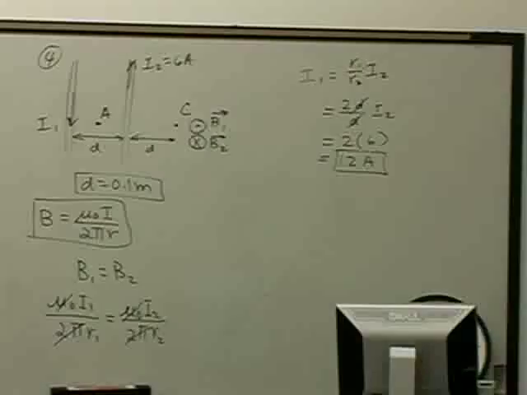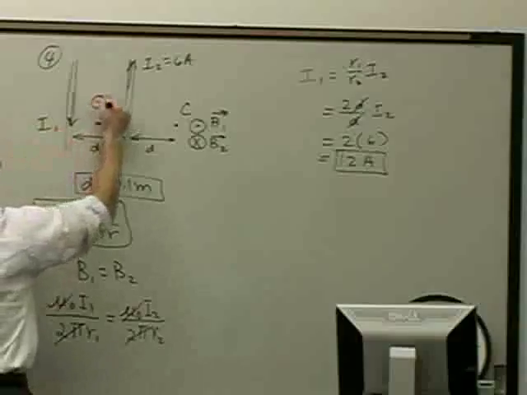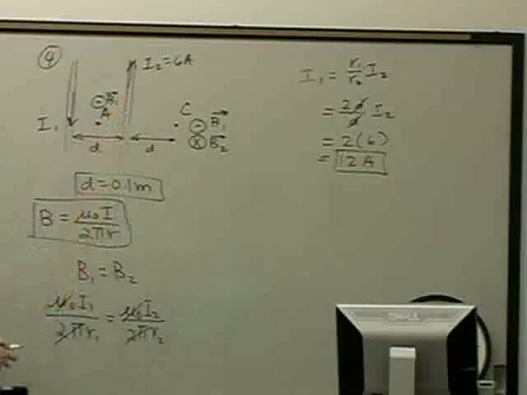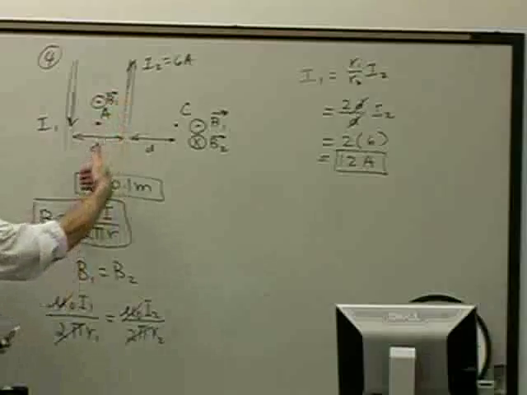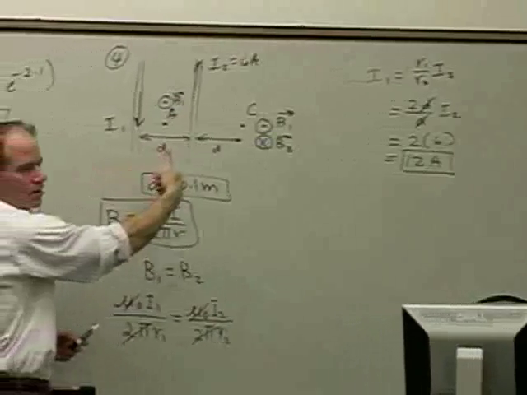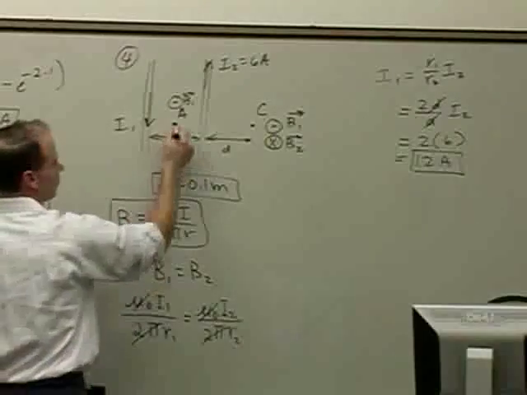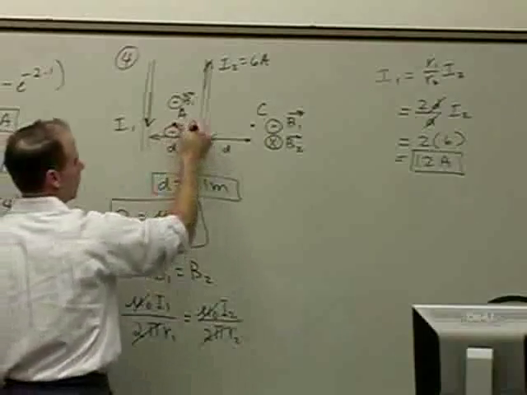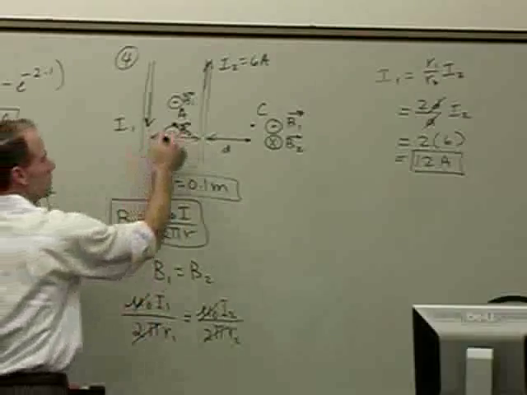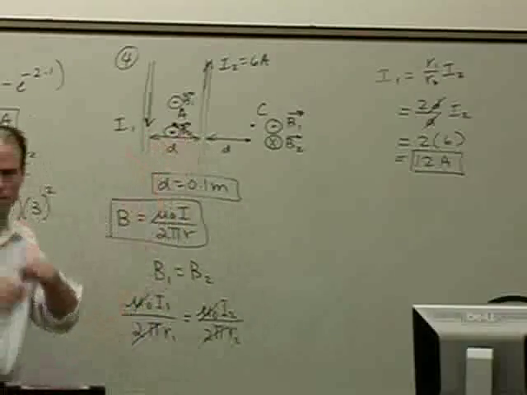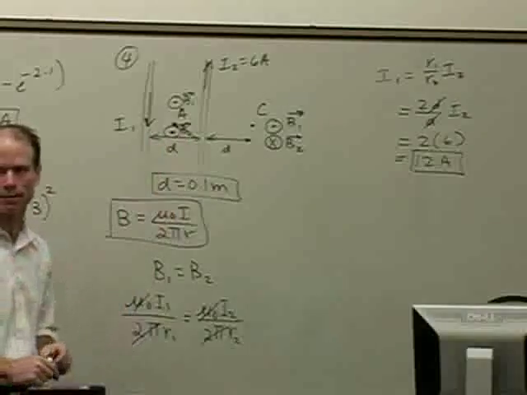Where's the value of the magnetic field at point A? Still over here. Let's take a look at point A. At point A, we've got a magnetic field coming out of the board due to wire number 1. Due to wire number 2, we've got a field also coming out of the board from the right-hand rule. So both fields here are out of the board in the same direction towards you.